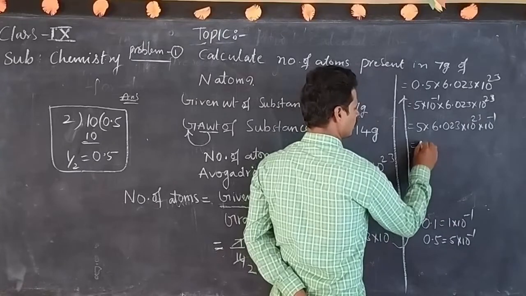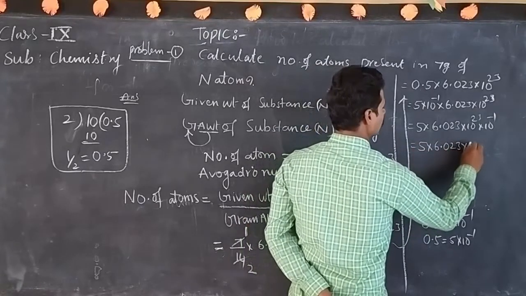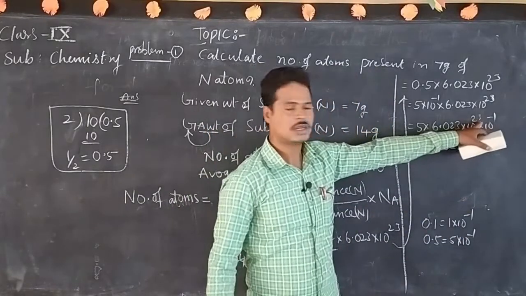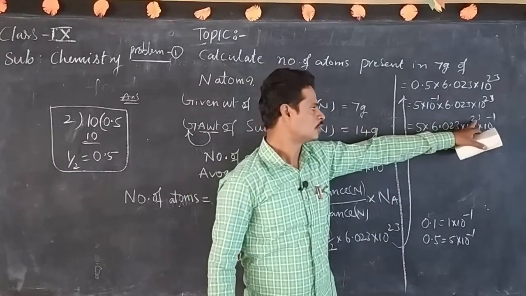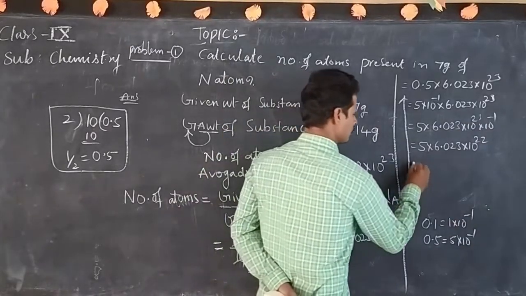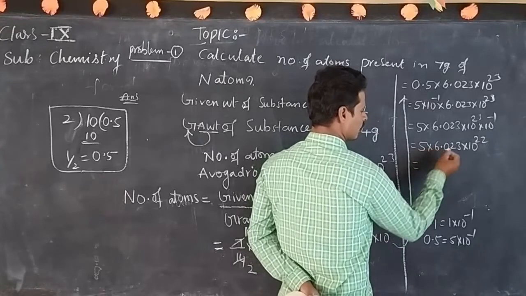This value we should write as 5 into 6.023 into 10 to the power 22. So here minus 1, 23. That's why we should write 10 to the power 22. Next, what is the value? This one we multiply with this number.